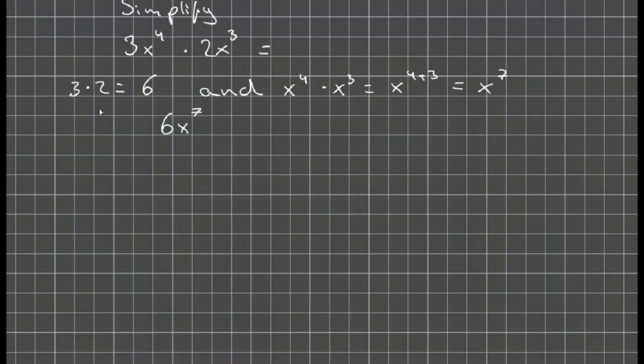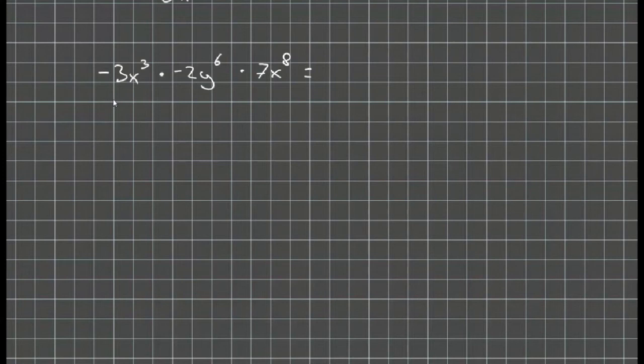Now let's do a more difficult one with negative numbers. Let's say I have minus 3x to the power 3 times minus 2y to the power 6 times 7x to the power 8. Now we have all multiplications here, so no addition. So we don't need to look for like terms. We can just multiply it all together.